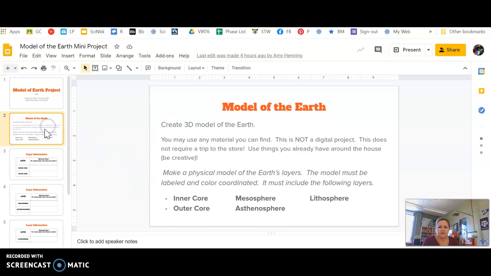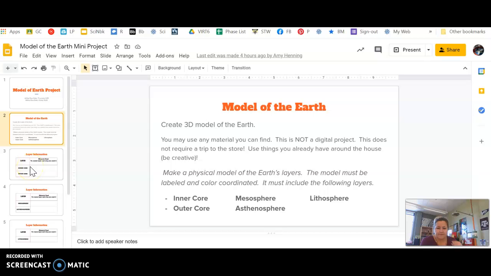But look through and see what you need to construct. It doesn't have to be fancy. It doesn't have to be a trip to Hobby Lobby and spend 50 bucks. Look around the house. You have plenty of things. Get creative with it. Some of the best models I've ever seen are just random things around the house. And sometimes they focused more on the function instead of making it look perfectly like one of these pretty diagrams. It was more about the function of that part of the Earth. So don't feel limited or feel like you have to spend any money. It doesn't require a trip to the store.